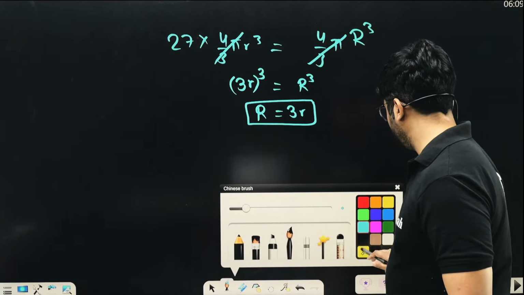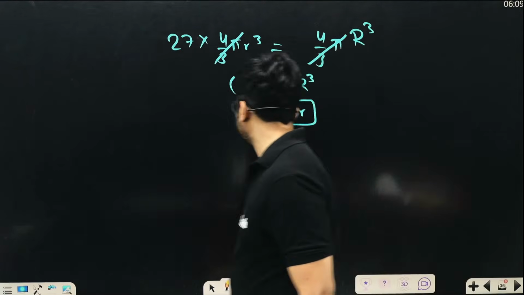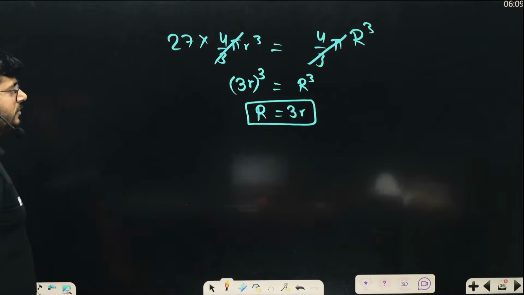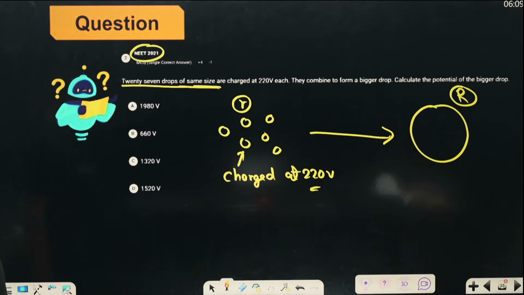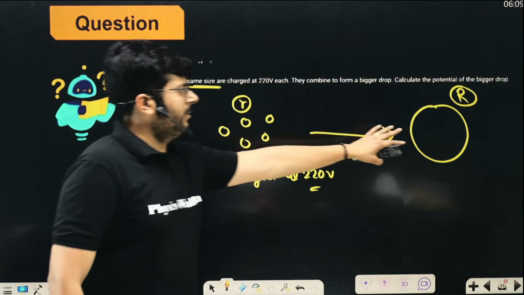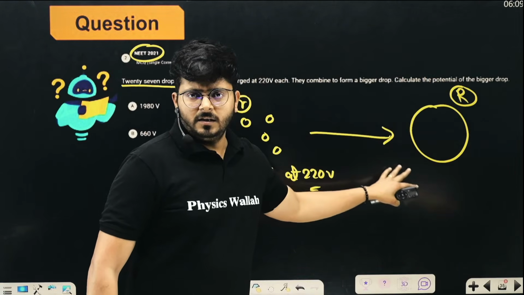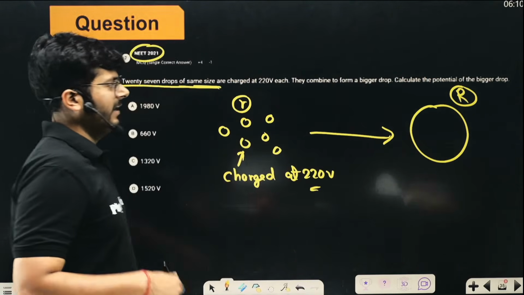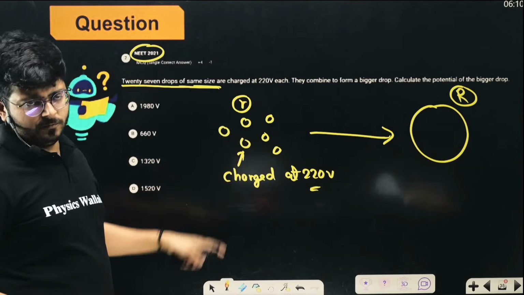And if you have any question or confusion, you can definitely ask me. Okay, R is equal to 3r. This is the idea, right? So the bigger spherical droplet will have a radius 3 times that of any of the smaller ones.